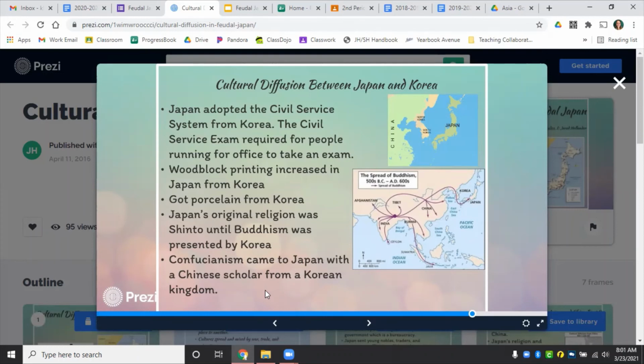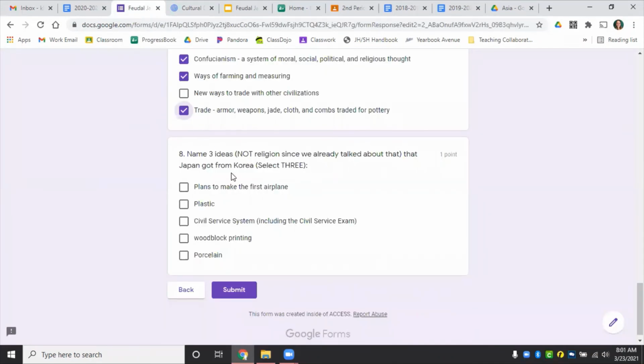Okay, so let's see on this slide which of these ideas were here. So we have the civil service system, wood block printing, porcelain, religion, and Confucianism. So plans to make the first airplane, no mention of that. That might be a little bit ahead of the time. The airplane was created much later, actually by the Wright brothers from Ohio, and they went down to South Carolina to fly their first plane.